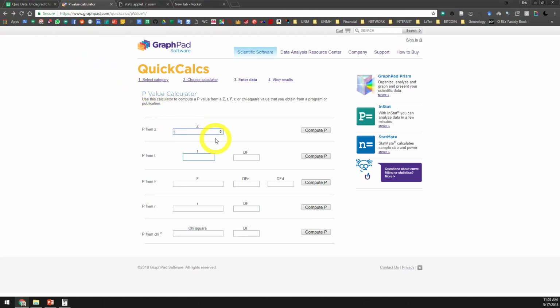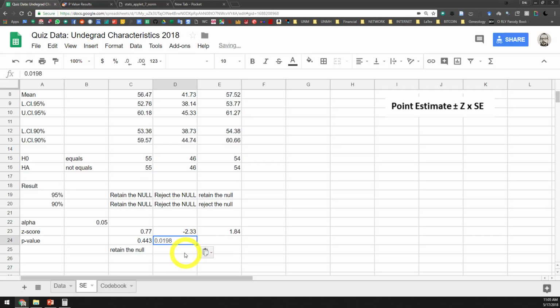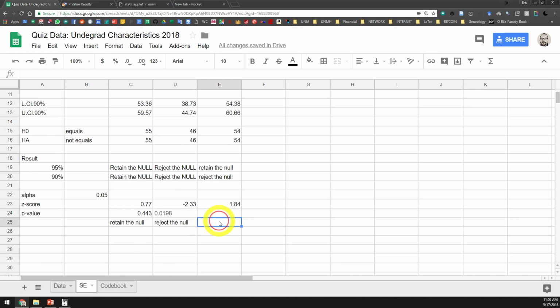We can bring this into our p-value calculator. We'll put in negative 2.33, say compute P, and we get a probability of 0.0198. Let's put that into our Google Sheets, and we see that this is less than 0.05. So we're going to reject the null, or in other words, accept the alternative hypothesis that the population mean is not 46.